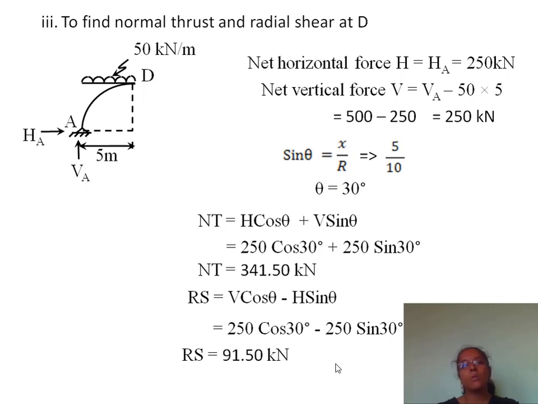So that is how the normal thrust and radial shear at point D is calculated, and this is the difference between the analysis of circular arches which support at same level as well as semicircular arches which support at same level. Only thing, there is a change in the calculation of radius as well as the ordinate y. Okay, all other procedure and equations will be same.